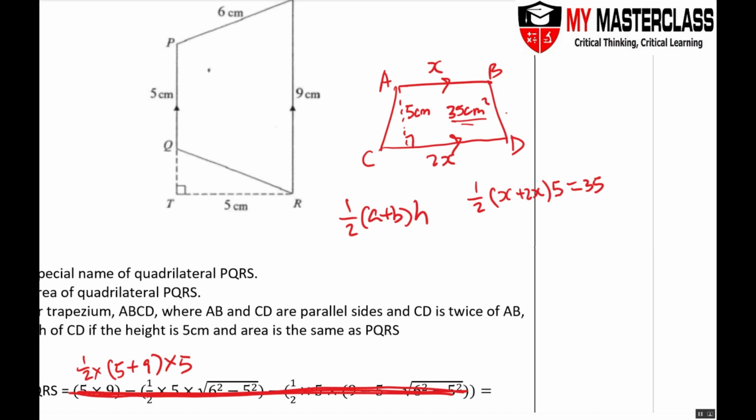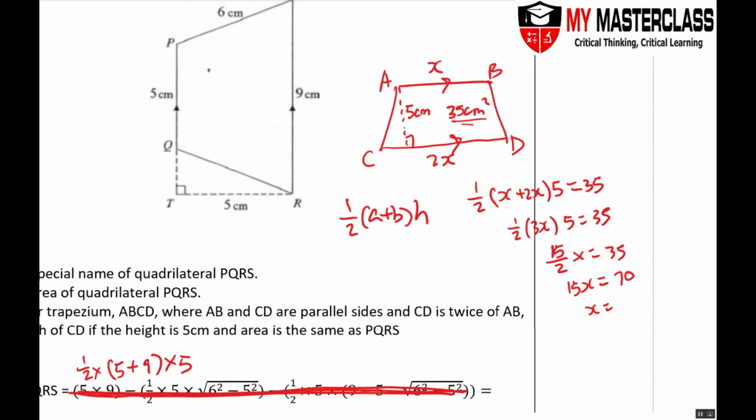Okay, simplify what you have. You will have half times 3x times 5 equals to 35. Expand the bracket: 15 over 2x equals to 35. Now you can solve for x directly. Just bring the 2 over, multiply by 2, and then divide by 15. So 15x equals to 70.